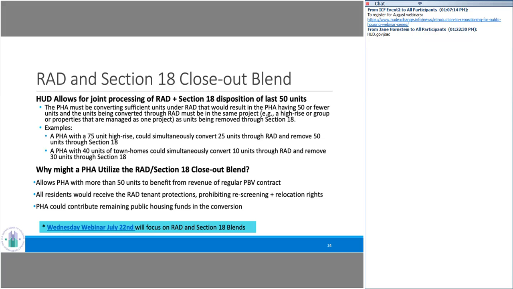Know that we are doing a full webinar on this on July 22nd. So we're just putting up a little bit of information now, but we will put up a lot of information at that point in time. So that's basically what the blend is. But we encourage you to look at that. Okay, next slide.